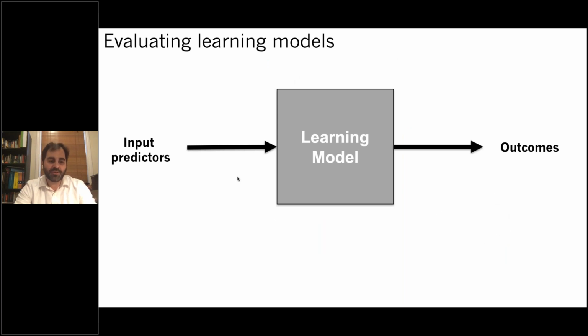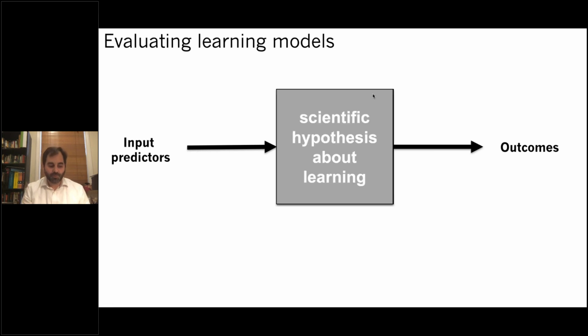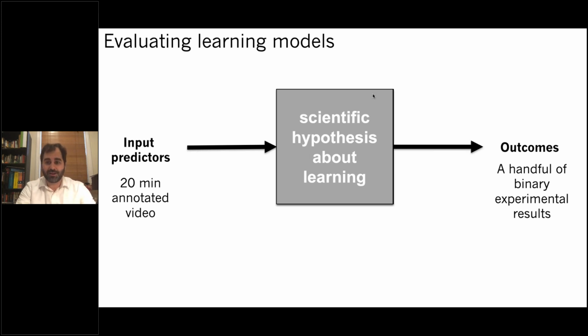So if you think about computational artifacts like models as not a black box, but a gray box, one that reveals some detail inside, you can think about this problem schematically as taking some input or input predictors, running them through a learning model, and then trying to make guesses about outcomes. And of course, the dogma of computational modeling then is that these models can instantiate scientific hypotheses about the learning process. And the comparison between models then can be informative about the relative value of different scientific hypotheses in explaining learning phenomena. The only trouble was in the paradigm I was just describing, the input predictors for my dissertation work was 20 minutes of video, and the outcomes was a handful of binary experimental results.